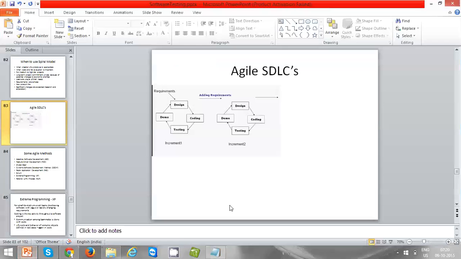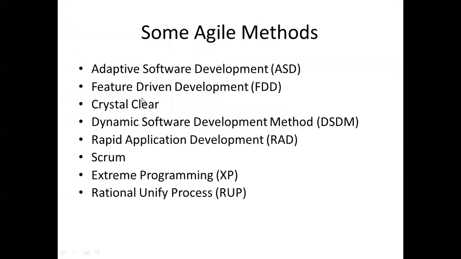And if you see, in every increment they do the design, coding, testing, and finally show the demo to the customer. Like that, these increments go on and on, and finally the customer can see the end application. That's about the agile software development lifecycle.